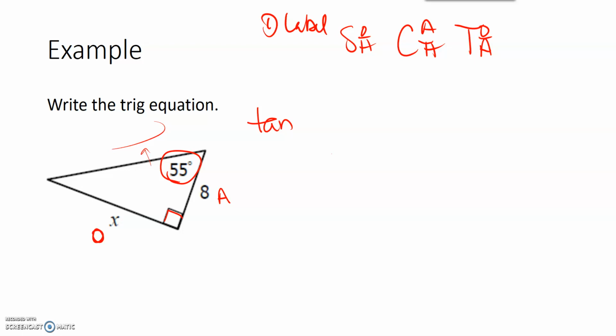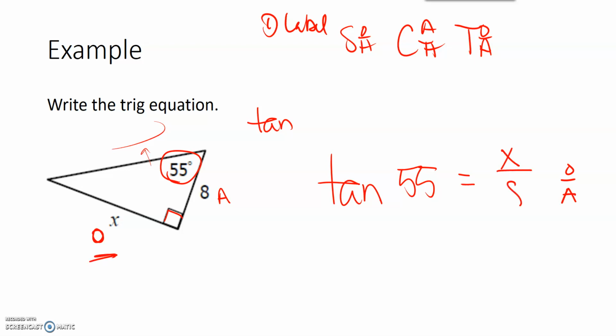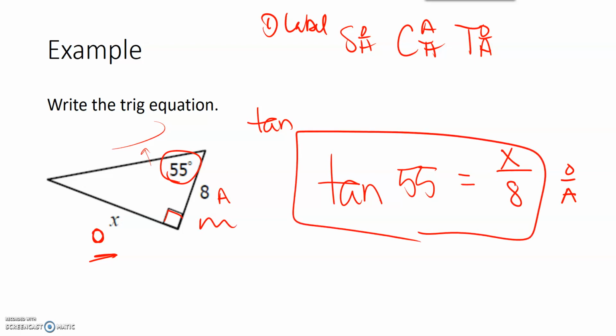Now we're going to write out our equation. We do the trig function first, and then we use the angle. So 55, what we circled, equals, and now I put my ratio, which is the opposite over the adjacent, or the x, which is on the O, over the 8, which is on the A. And that's what we're going to write.